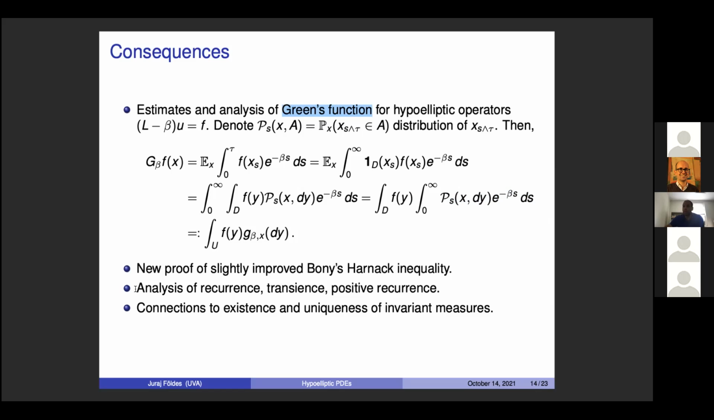We are also able to say something about the stochastic processes. We are able to get the criteria for the recurrence, transience, positive recurrence of the process, existence and uniqueness of invariant measures, and so on and so forth. So there are pretty good consequences of these results.